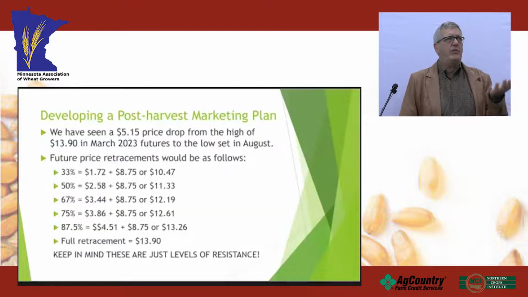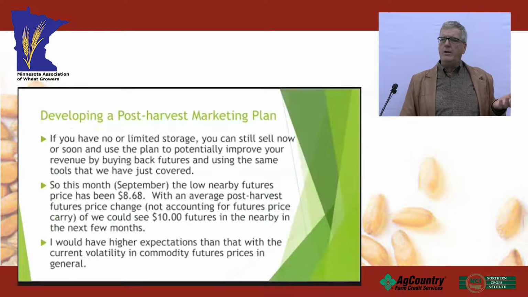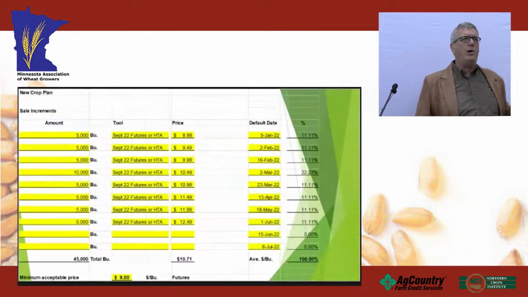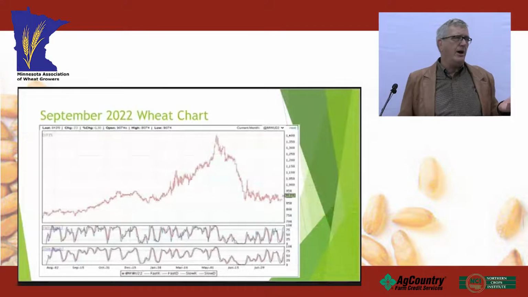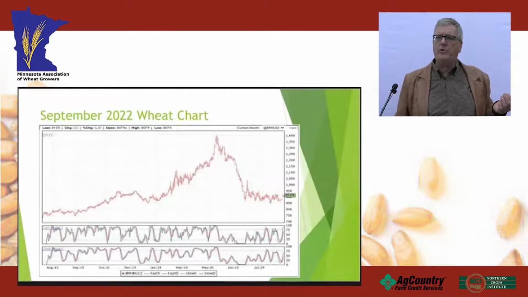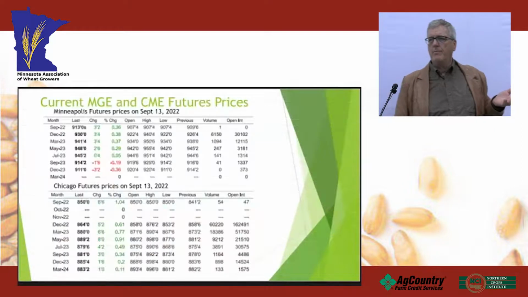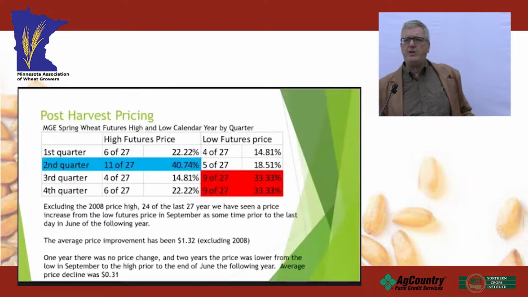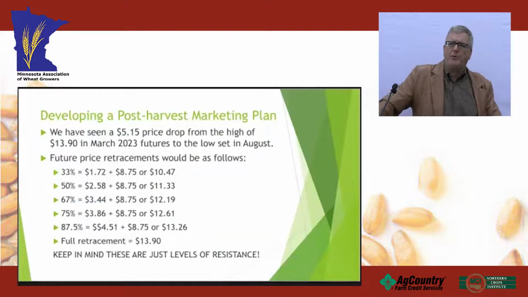Now, the other thing that you have to take into consideration, I'm going to go clear back to that slide that we had earlier. We like to calculate what our levels of price resistance are, and that's a relatively easy thing to do. You take the high, which in this case was $14, and you take the low that occurred back in August, which was $8.50-some, and you do this kind of math. So we had a 515 price drop from the 1390 futures, and we get to add that onto the 875 low that we had in August.